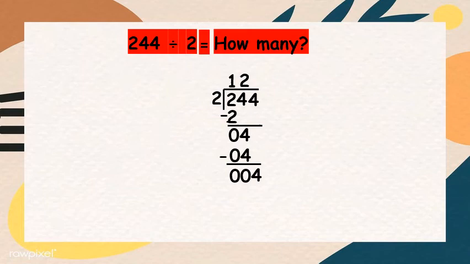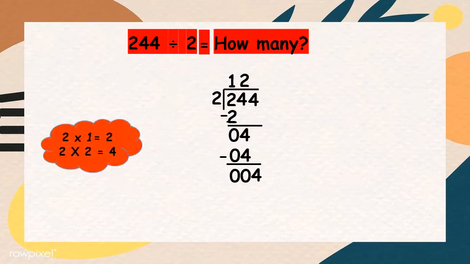Finally, bring down the 4 from the units place and write it at the side of 0. Now, say the 2 times table up to 4. So 4 divided by 2 is 2. Write it in the units place of the quotient. Then, multiply 2 times 2 equals 4. Then subtract 4 minus 4 is 0.